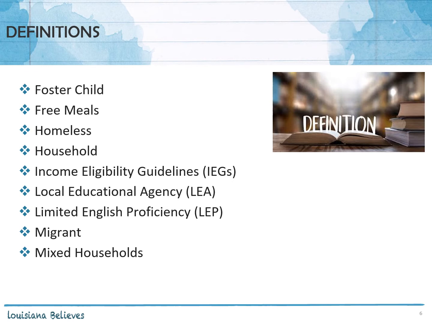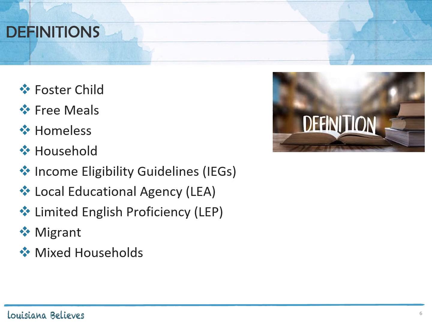Foster child. An other source categorical eligibility program designation for a child who is formally placed by a court or a state child welfare agency. Free meal. A meal served in the National School Lunch Program or School Breakfast Program to a child eligible for such benefits under 7 CFR Part 245. Neither the child nor any member of the household pays or is required to work in the school or in the school's food service to receive a free meal.